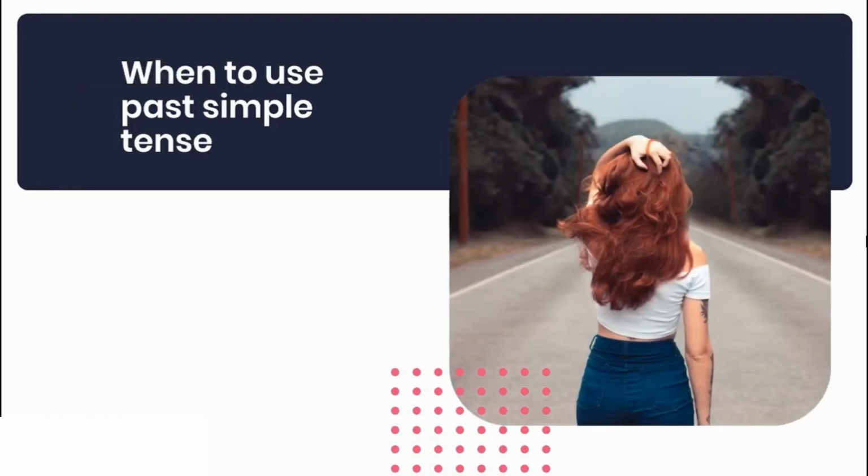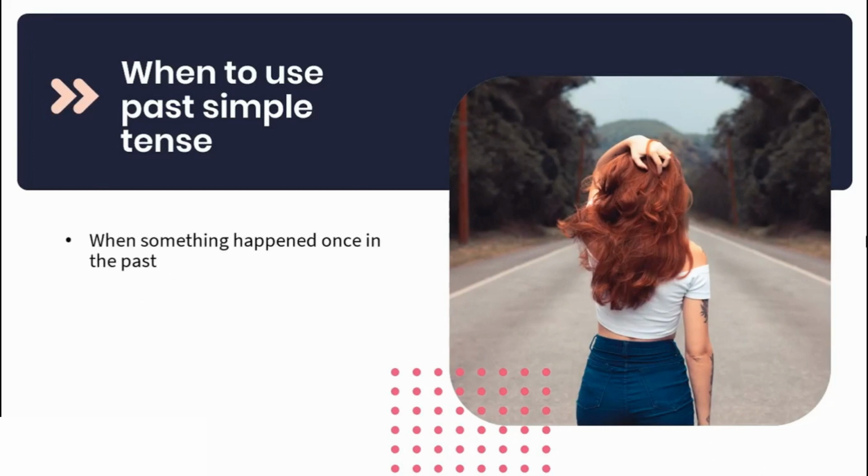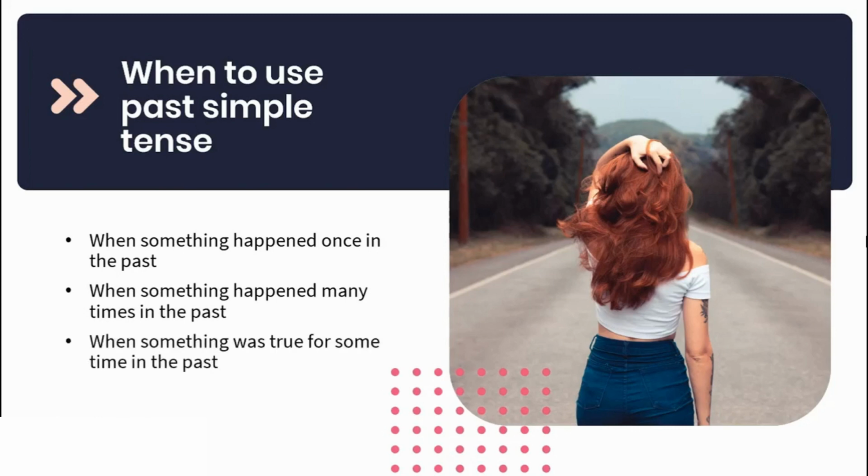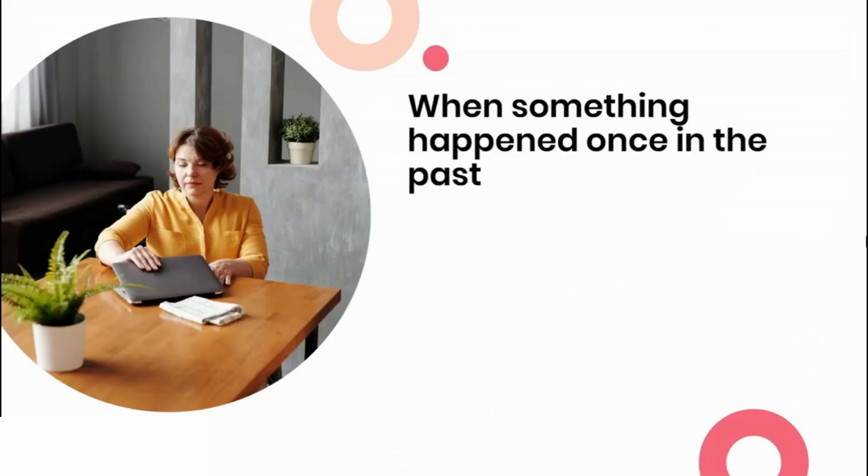There are many contexts in which to use the past simple tense. The three main ones are when something happened once in the past, when something happened many times in the past, and when something was true for some time in the past. Let's go over them one by one.